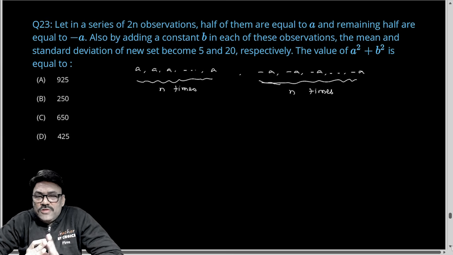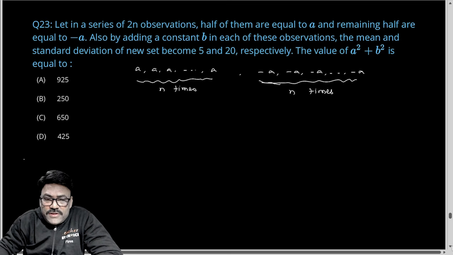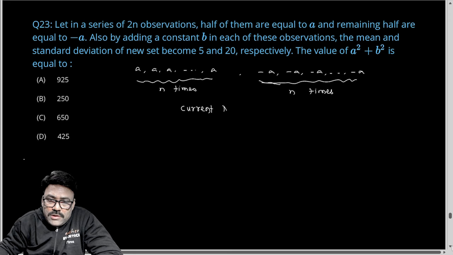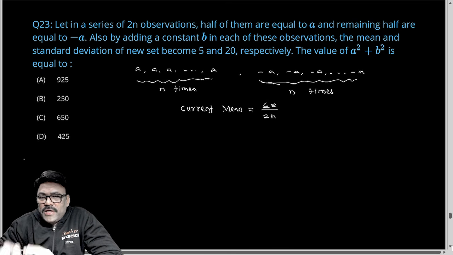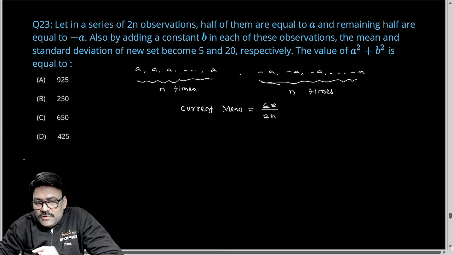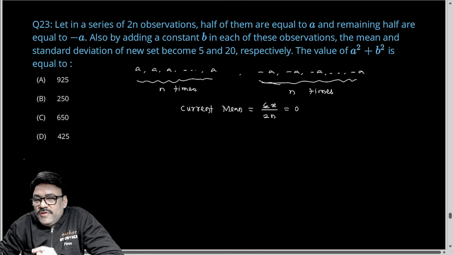Now, if I increase each observation by a constant B, then the mean and standard deviation of the new set of observations become 5 and 12. So what is the current mean? Mean is sigma x, the sum of the observations, divided by the number of observations, and the number of observations is 2n here. If you add all these observations, A is n times and minus A is also n times, so the sum will be 0. So the current mean will be 0.